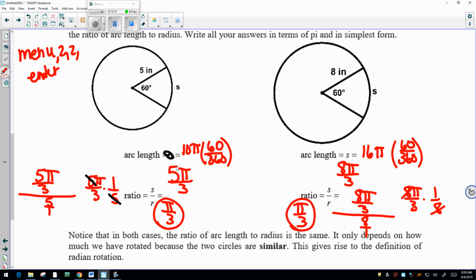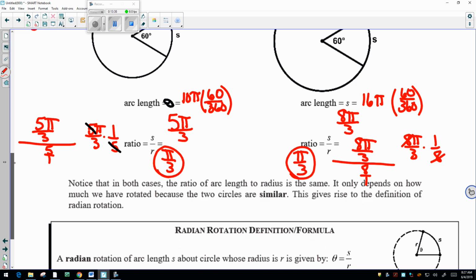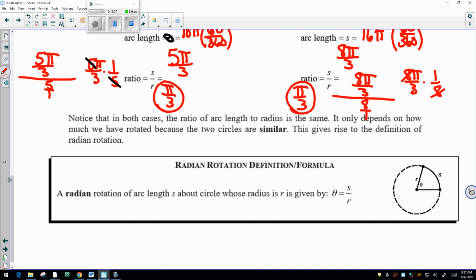Okay, so both cases, the ratio of the arc lengths to the radius is the same. Remember, let's go back. We said that those circles were similar to each other. They had the same kind of a scale factor. So it says it only depends on how much we have rotated because the two circles are similar. This gives rise to the definition of a radian rotation. So we've seen that radian thing appear on our calculator, that RAD measurement. We're going to start to talk about radians.